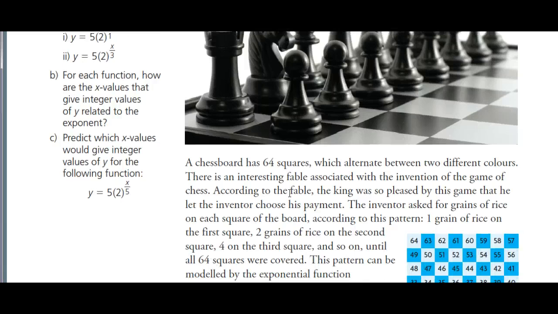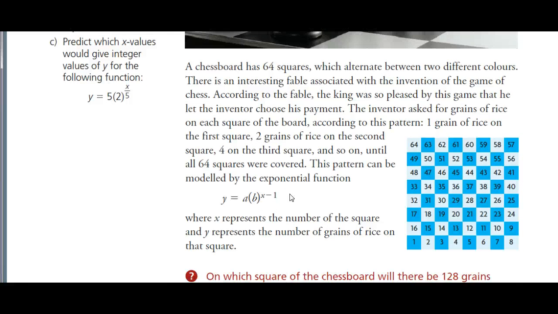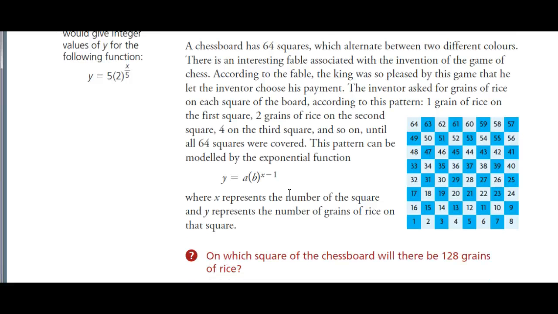The chessboard has 64 squares which alternate between two different colors. There's an interesting fable associated with the invention of the game of chess. The king was so pleased by this game, they let the inventor choose his payment. And the guy said, I want you to put 1 grain of rice on the first square, 2 grains on the second square, 4 grains on the third square, and so on, doubling each time.